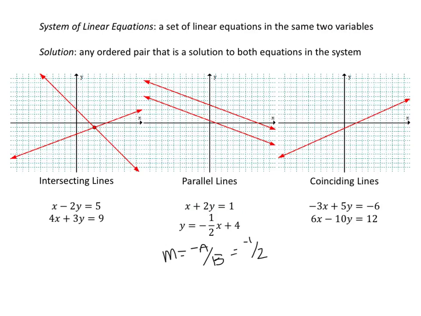And then the last system of equations is coinciding lines. What that means is that one line lies directly on top of the other. If you take a look at these 2 equations, I can take the first equation and multiply every term in it by -2, and if I do that, I'll get 6x minus 10y equals 12. So I have the exact same lines. Coinciding lines have infinitely many solutions.